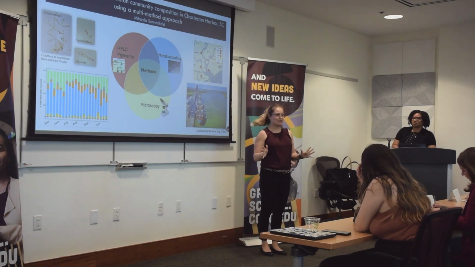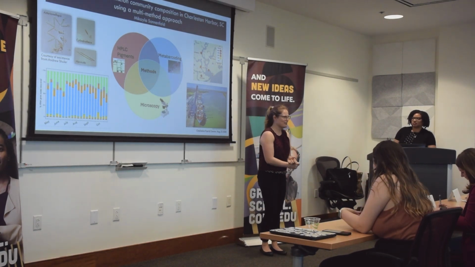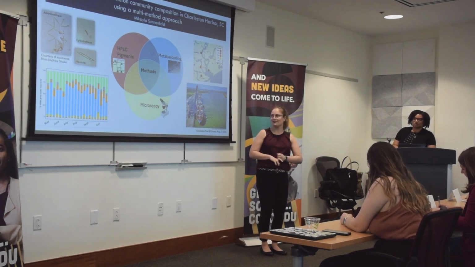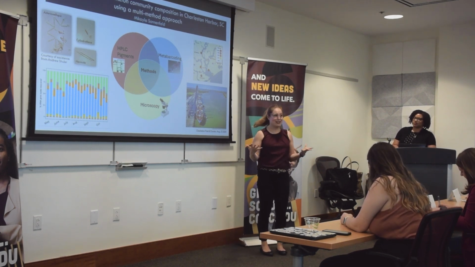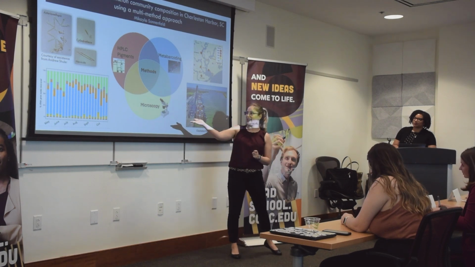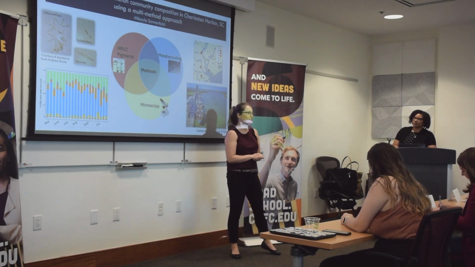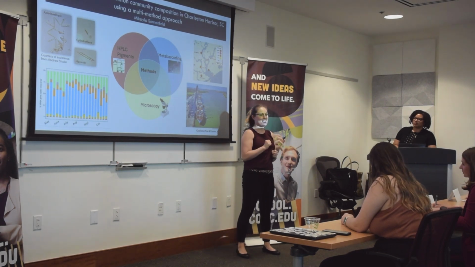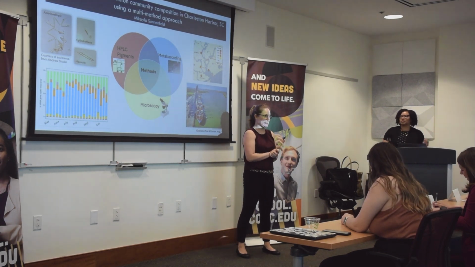So the 2 objectives for my study are: 1, to see what phytoplankton we have here in Charleston Harbor, and 2, to compare and contrast these different methods. I've been able to see some results already, so what we can see is that different groups of phytoplankton do dominate at different points in our season, and we are seeing many groups coexisting at the same time.